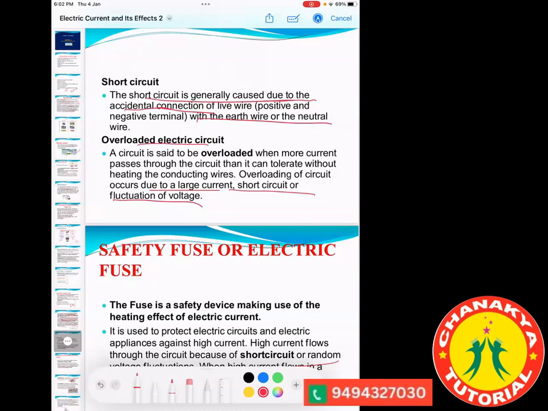Overloaded electric circuit. A circuit is said to be overloaded when more current passes through the circuit. So sometimes in our home, so many wires we join together, and sometimes in a home we have the less voltage or the connection, but we use more voltage than that. So during that time also it gets overloaded and gets heated up and blasts. Overloading of circuit occurs due to large current, short circuit, or fluctuation of the voltage. Sometimes the voltage also becomes high, sometimes it becomes low. So because of these reasons also it happens.